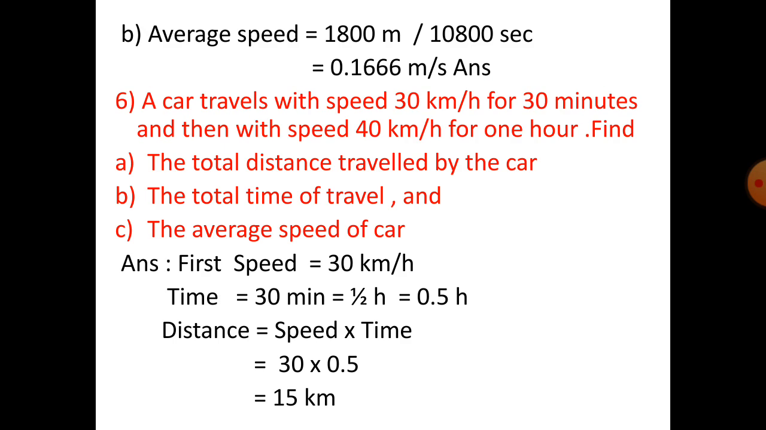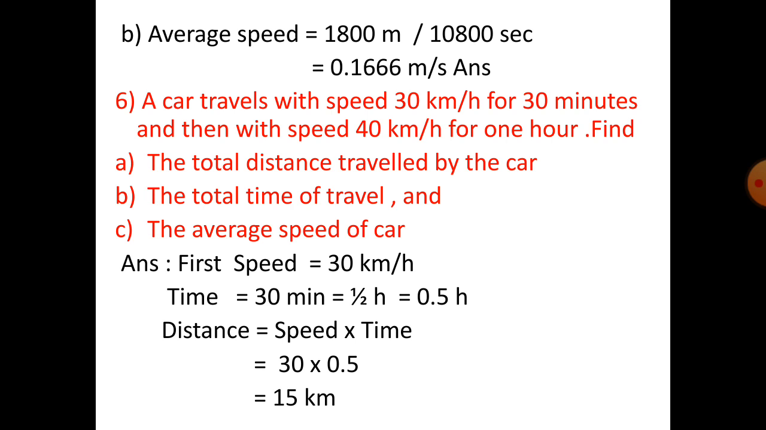And next we have to find it in meters per second. So we will divide it and we will get the answer as 0.1666 meter per second, which is equal to 0.1667, as 6 is a recurring number. So we can write it as 0.167 meter per second also.